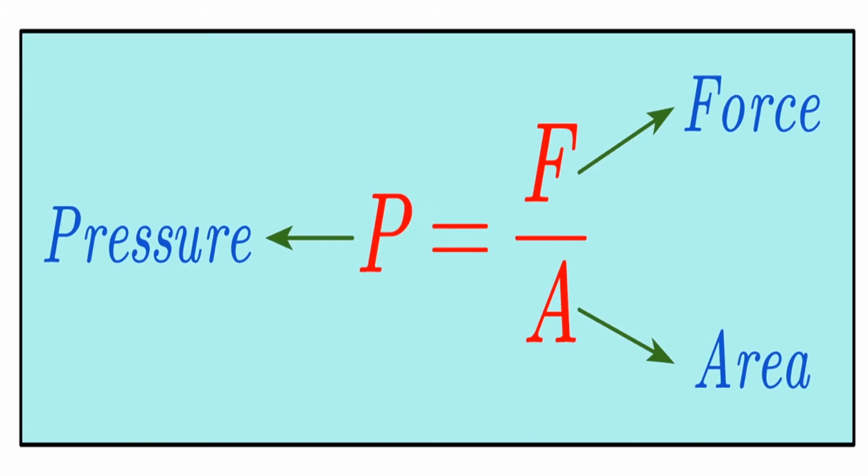Using these two conclusions, we can frame an equation for pressure. We know that pressure is directly proportional to force and pressure is inversely proportional to area. So, the formula for pressure becomes pressure is equal to force upon area.